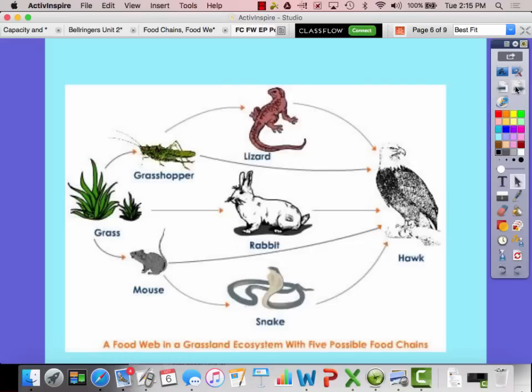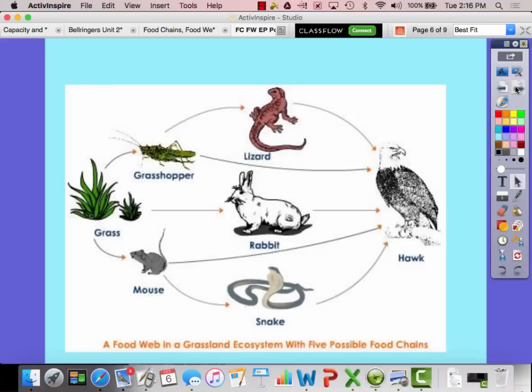This is an example of a food web, and if you notice, as we talked about with all the food chains and food webs, we start with a producer. In this case, notice on the left side of the screen we have grass. And there are three different organisms that eat that grass, or that producer. One is a grasshopper, one is the rabbit, and one is the mouse.